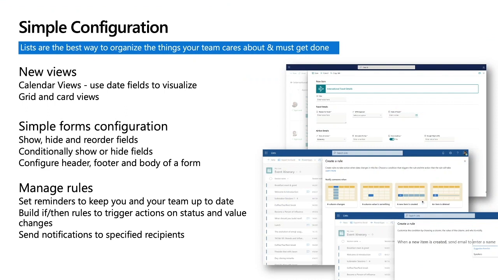And I'm happy to announce a new feature for Lists called Rules. With Rules, users can create quick actions based on if-then conditions so that they can send notifications to specific people, be it a column value or a specific person. Now, these rules are triggered based on when a column value changes or when items are created and deleted.